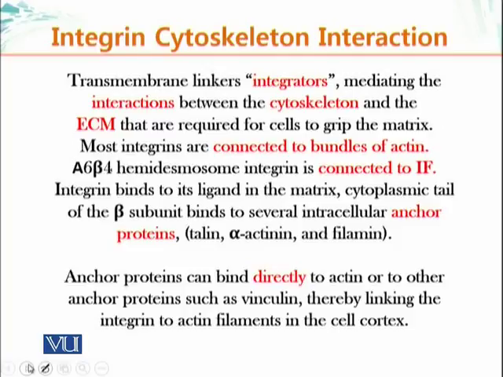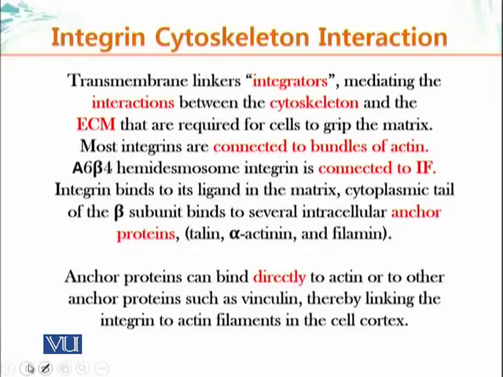I've already mentioned the integrin alpha 6 beta 4, which is found in hemidesmosomes. This integrin is connected to intermediate filaments and not the actin filaments. Integrin binds to its ligand in the matrix. The cytoplasmic tail of the beta subunit binds to several intracellular anchor proteins. So there are proteins present inside the cytoplasm that interact with the cytoplasmic domain of the beta subunit, and basically they regulate the function or binding of integrin to its substrate.